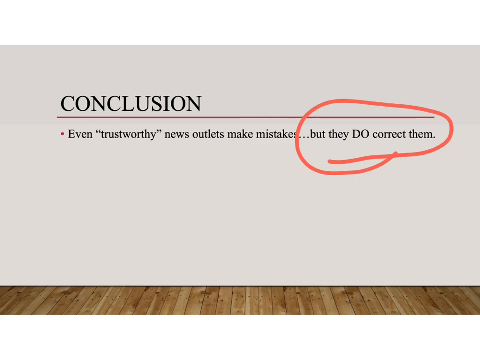A bad news outlet will just put out a bad story and never say anything about it and never retract it and just leave it there. So just because an outlet retracts a story, in some ways that's a sign of a good news outlet, not necessarily a bad one, okay? It's better that they correct it than to leave it uncorrected.